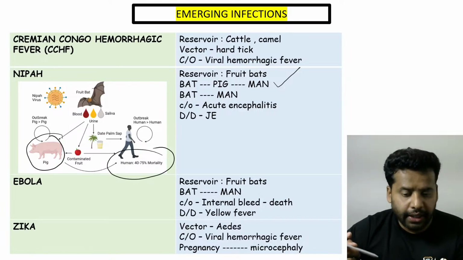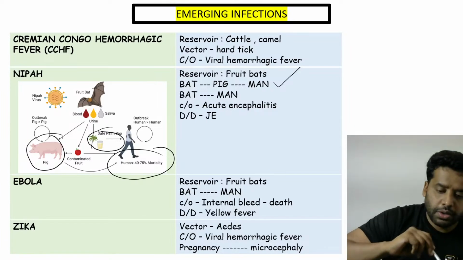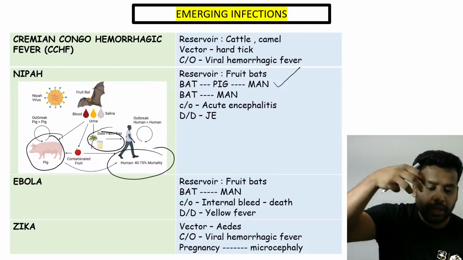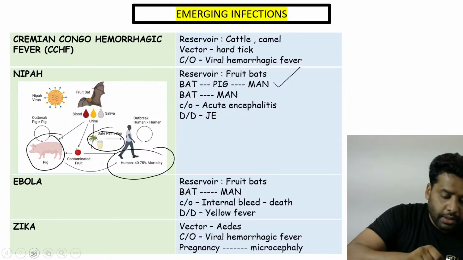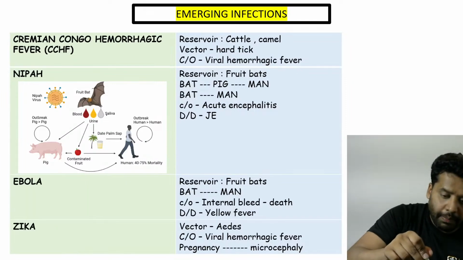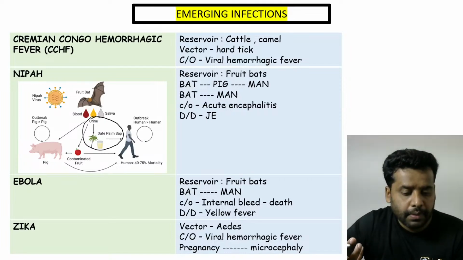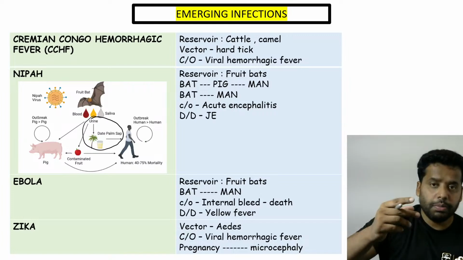Or else the second cycle is that you directly consume those fruits. Or you consume date palm sap, which usually has bat urine. When you keep the container for palm sap collection, bats will come and drop urine in it.